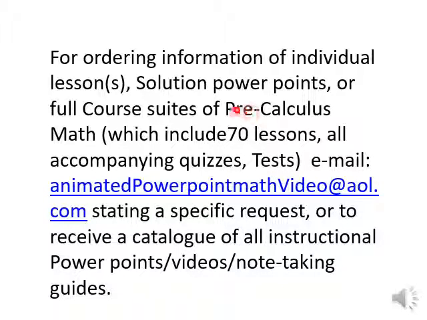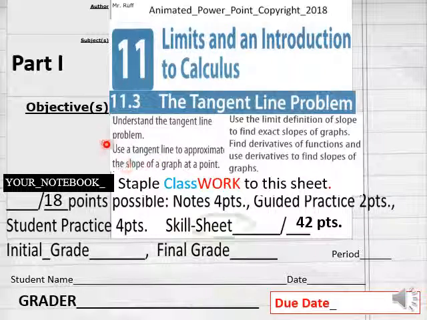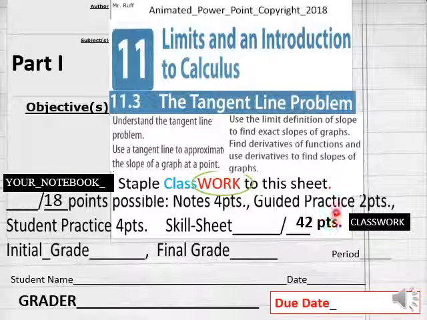Hello everybody, we're getting ready to do lesson 11.3 part 1 today of pre-calculus math. It'll be the classwork lesson. For today's classwork lesson, part 1, 11.3, the tangent line problem. For your notebook, it will be 18 points, so go into your notebook or your notebook guide and have those ready. And then 42 points into your classwork guide.